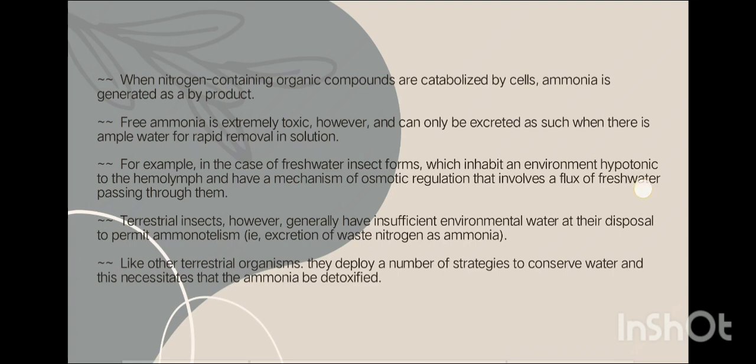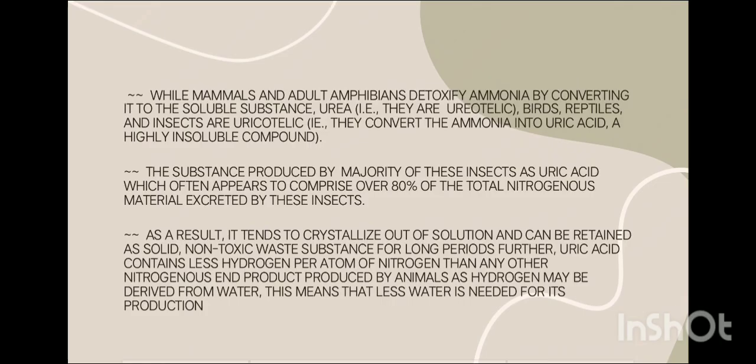In mammals and adult amphibians, ammonia is detoxified by converting it into a soluble substance, urea, so they are called ureotelic. Birds, reptiles and insects are uricotelic, so they convert the ammonia into uric acid. Both are terrestrial organisms, converting ammonia to urea or uric acid.